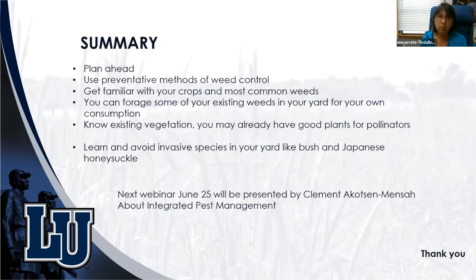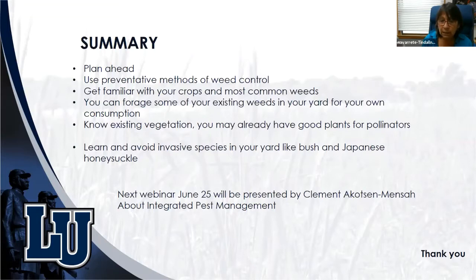Get familiar with your own crops and also the weeds. Sometimes they might look alike. And also you might already have some existing weeds in your yard that you can use for food. Know your existing vegetation. You might already have good plants for pollinators.